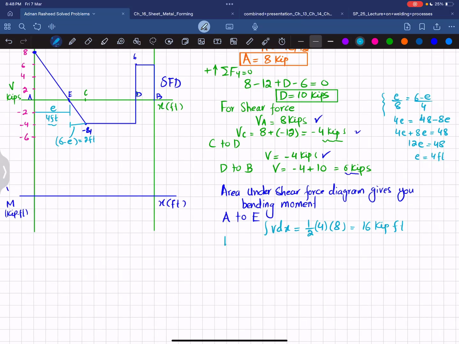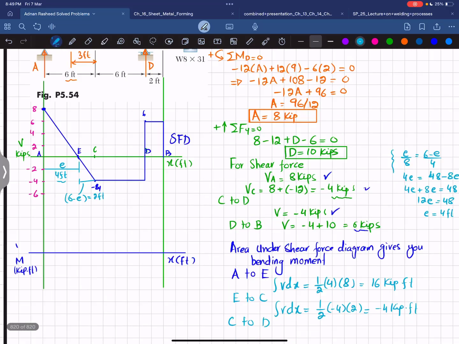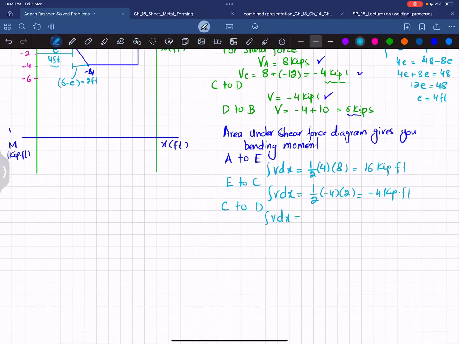Now from E to C, the area under the shear force diagram is this area, and this is also a triangle. So height is -4 and base is 2 feet. Again, I will write the integral of V dx will give you area. So 1/2 into -4 into 2 will give you -4 kip into feet. From C to D, the area under the shear force diagram is this area. So this height is -4, and from C to D the distance is 6 feet. So the integral of V dx will give you area that will be equal to -4 times 6, and that is -24 kip into feet.